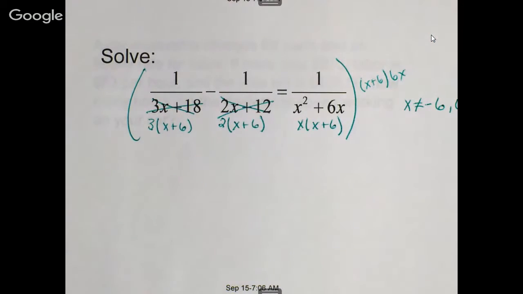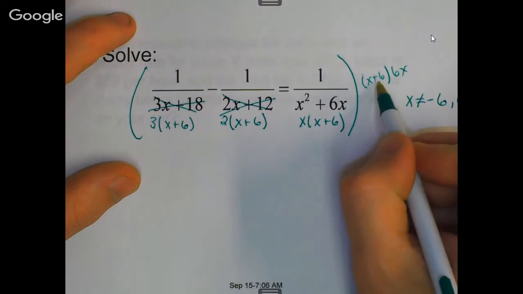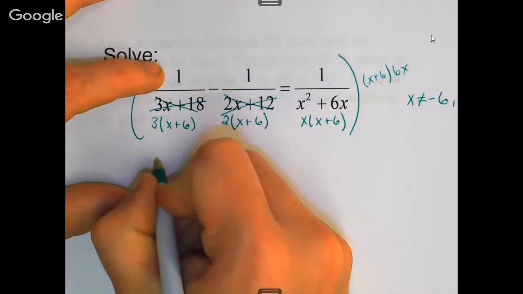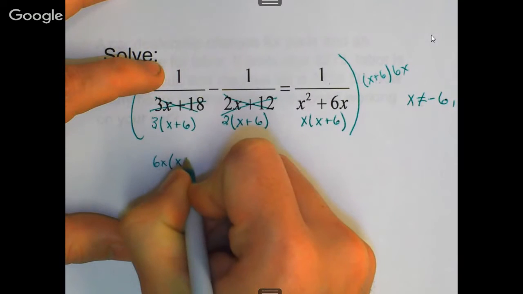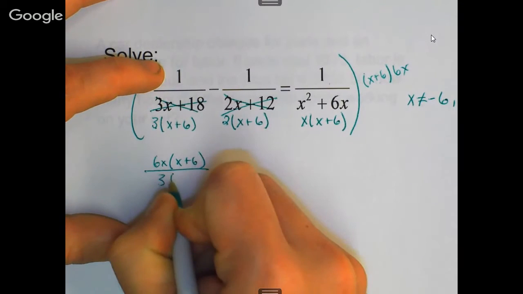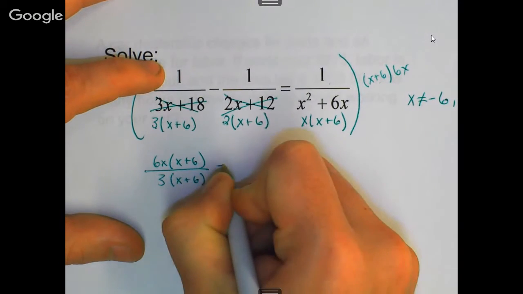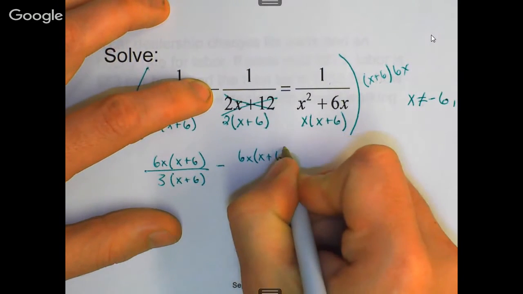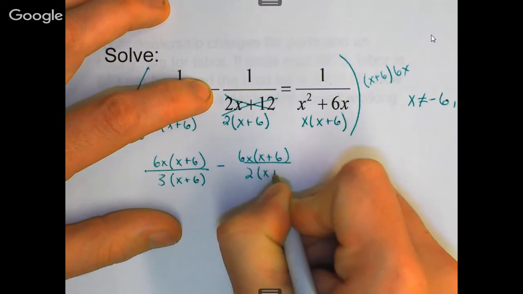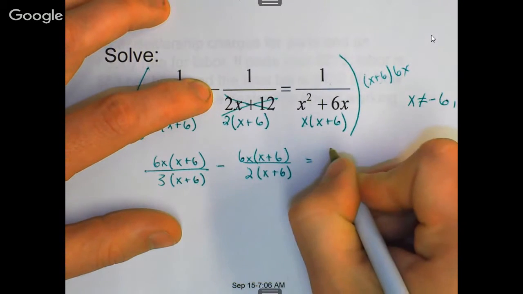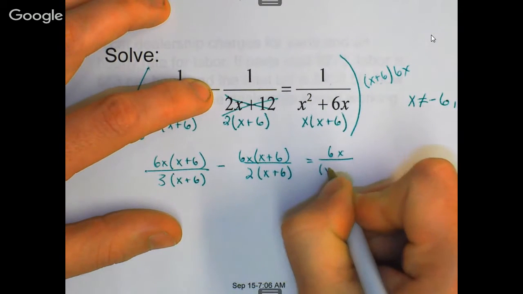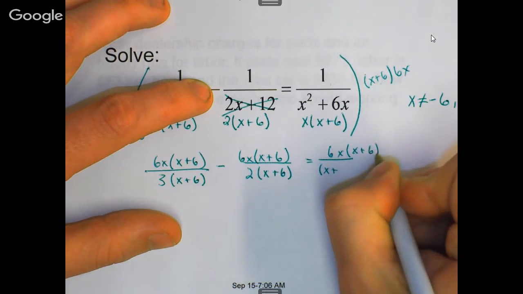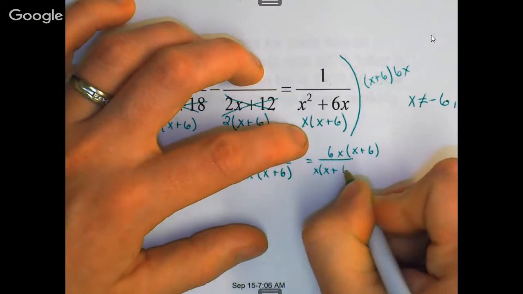6x. All right, so we're taking this times all of these. So I've got 1s in the top, so that's good. So I'll have 6x, x plus 6 over 3x plus 6 minus 6x, x plus 6 over 2x plus 6 equals 6x over x plus x plus 6 over x plus 6.